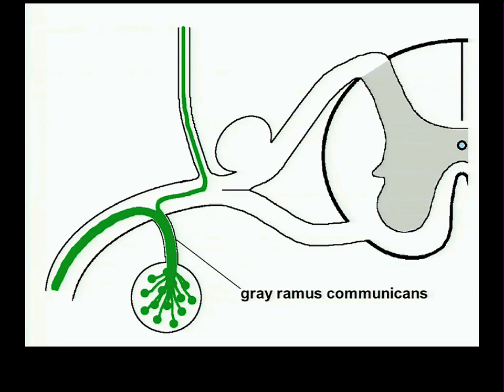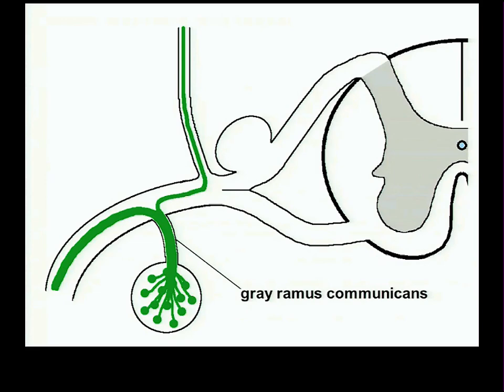It is called gray because in a fresh specimen, it looks gray because the axons don't have a lot of myelin on them. Myelin is that fatty substance that surrounds many nerve axons for promoting speed of conduction, but these don't have a lot of myelin on them, so they don't look white, they look gray.